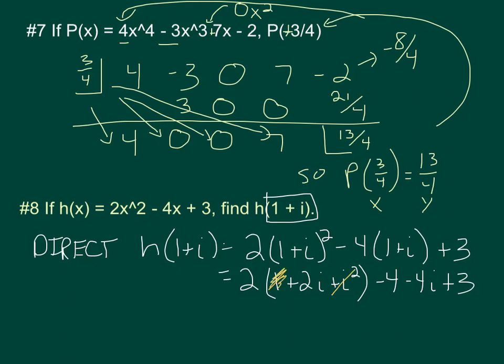Cross them out. See you later. Don't need you. All right, 2i and 2i is 4i. Combine minus 4 plus 3, that's minus 1. Minus 4i is sitting there. Well, 4i minus 4i, they go away. You just get negative 1. Check that out. That's awesome.